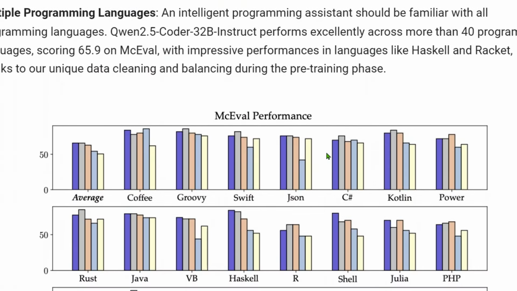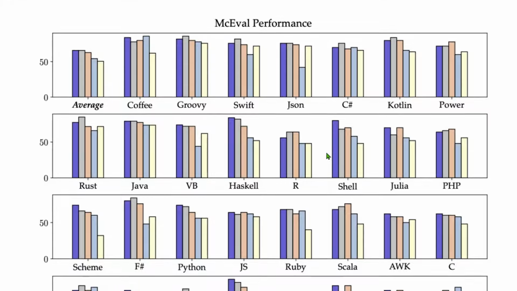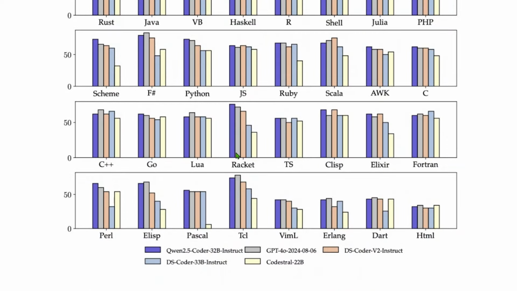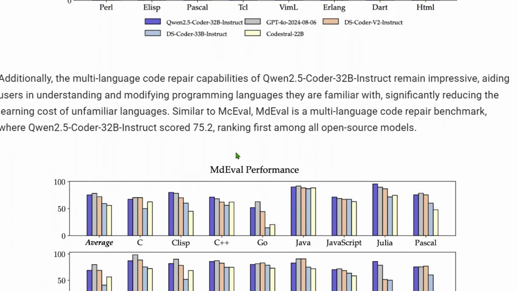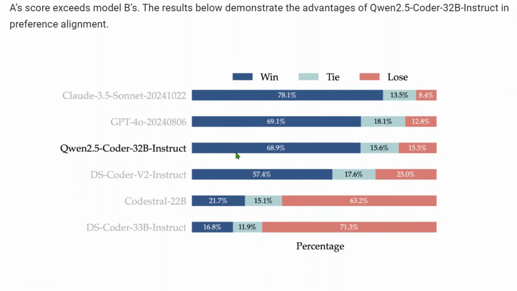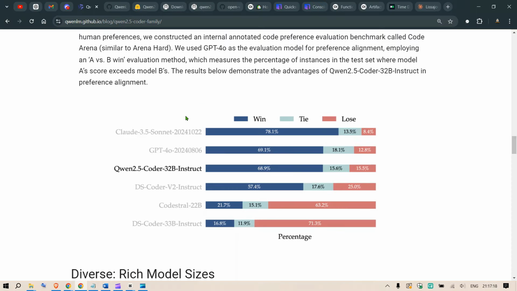Now we can see that it has multiple programming languages capability. The purple one on the left is the 32 billion instruct, and we can see that it excels in almost all the languages that we can have. Human preference alignment, it is pretty good, but again it stands in third position compared to Claude 3.5 Sonnet and GPT-4o. So let's test out everything using the GPUs that I've been talking about.